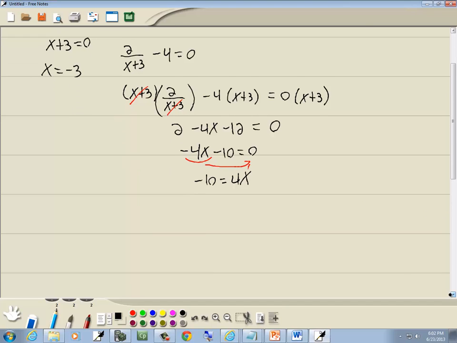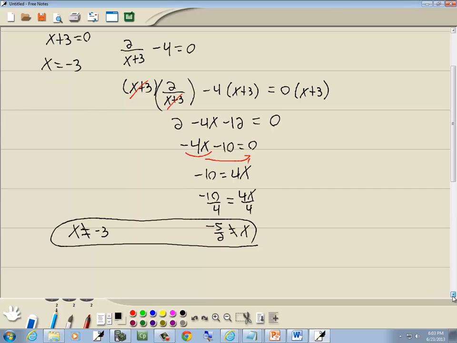I want to divide both sides by the number in front of the x, which is 4. And that gives us negative 5 halves equals x. And we also came up with x is equal to negative 3. Now, these are the values we cannot have, so I'll put a slash through them. x cannot equal negative 3, and x cannot equal negative 5 halves.